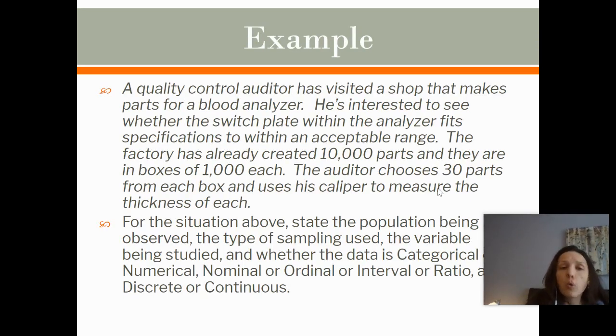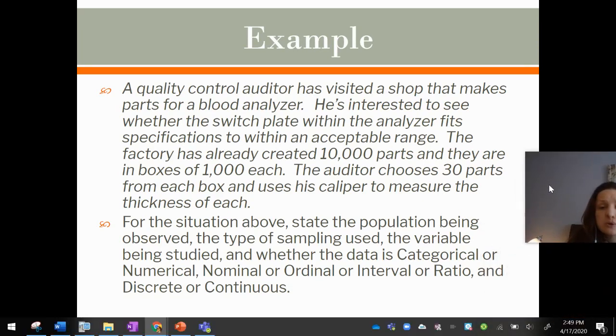Another example here, a quality control auditor has visited a shop that makes parts for a blood analyzer. He's interested to see whether the splitch plate within the analyzer fits specifications to within acceptable range. They've got 10,000 parts and they're in boxes of 1,000. The auditor chooses 30 parts from each box and uses his caliper to measure the thickness of each. Basically, what are we doing here? So this is a perfect example of sampling data to collect information.